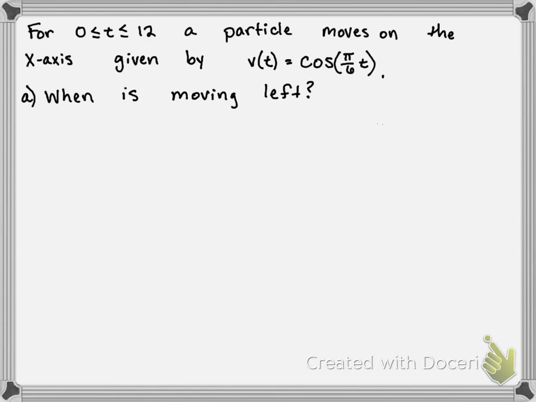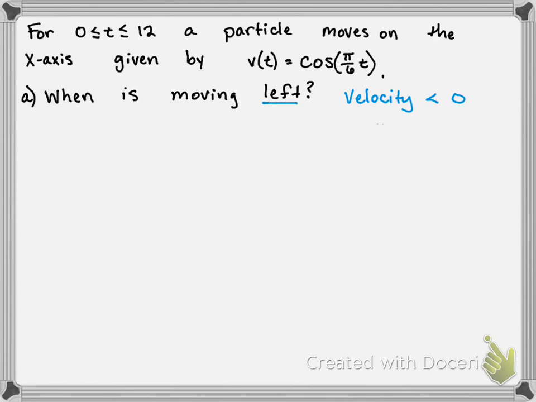So they didn't give us the original function. They didn't give us the position function. They only gave us the velocity function. And that's okay. So it says in our question, when is the particle moving left? So I have to go back and remember, what tells me when it's moving left? That is when the velocity is less than 0. So when the velocity is negative, then the particle is moving left. That's what we're going to try to figure out and solve.